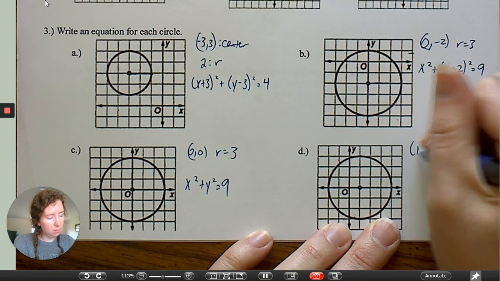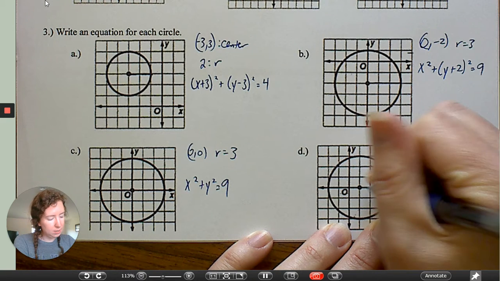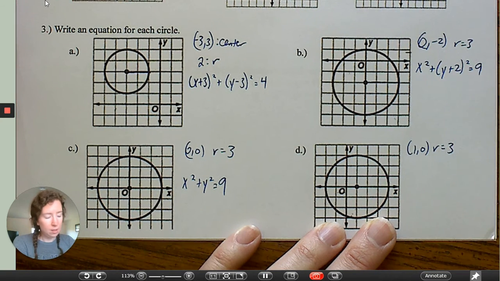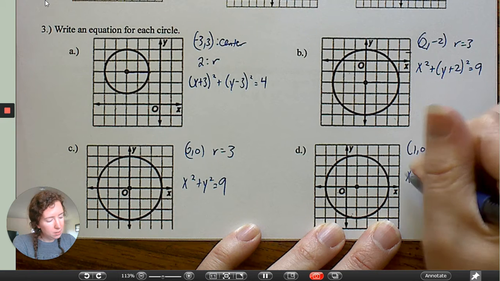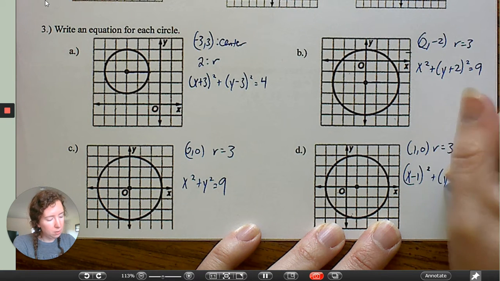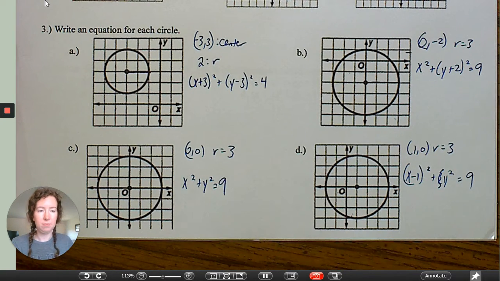This one has a center at 1, 0. Radius is 3. So it's going to be x minus 1 squared plus y, oh, I don't even need that, plus y squared equals 9.